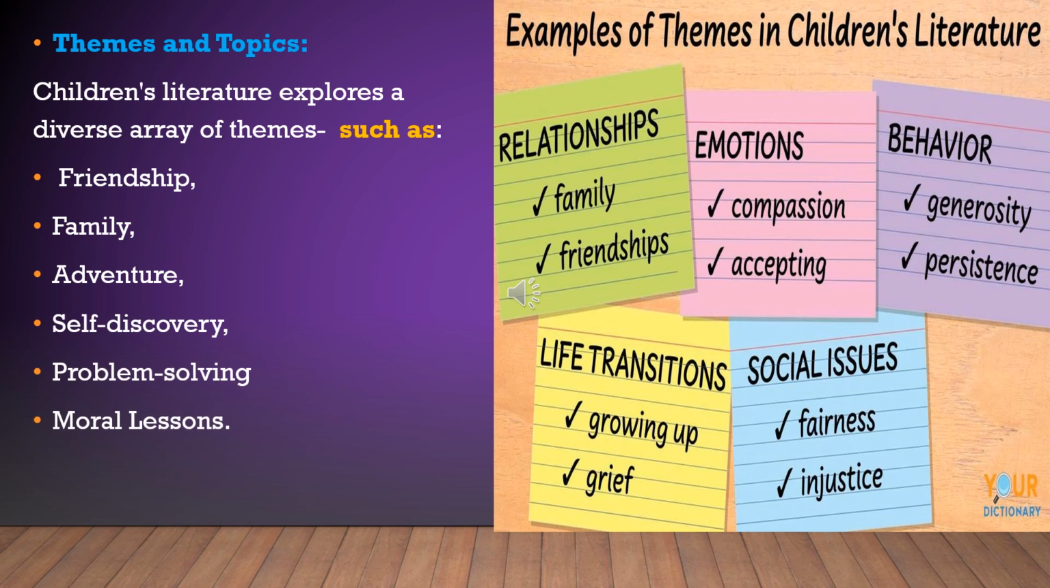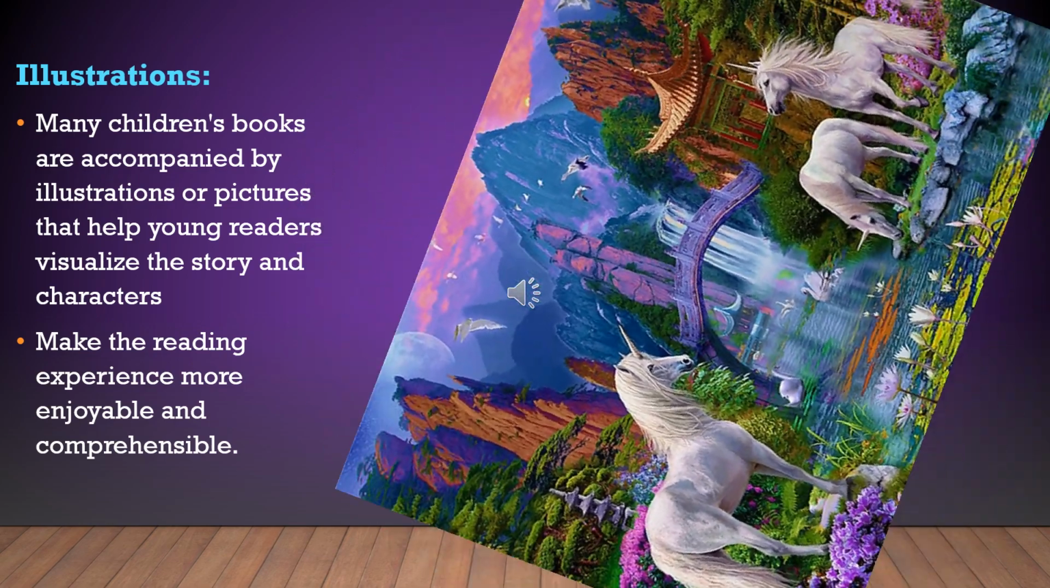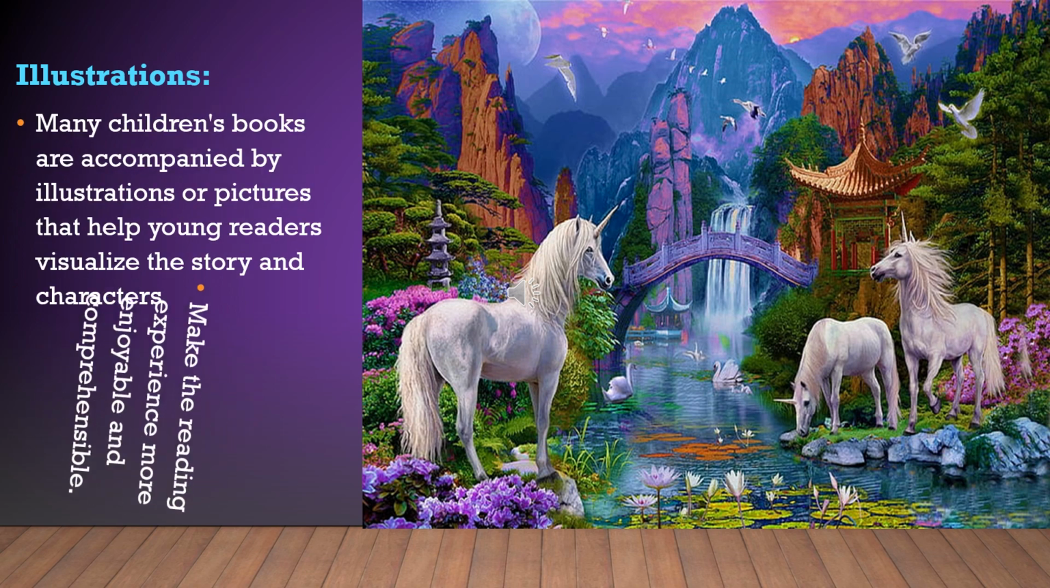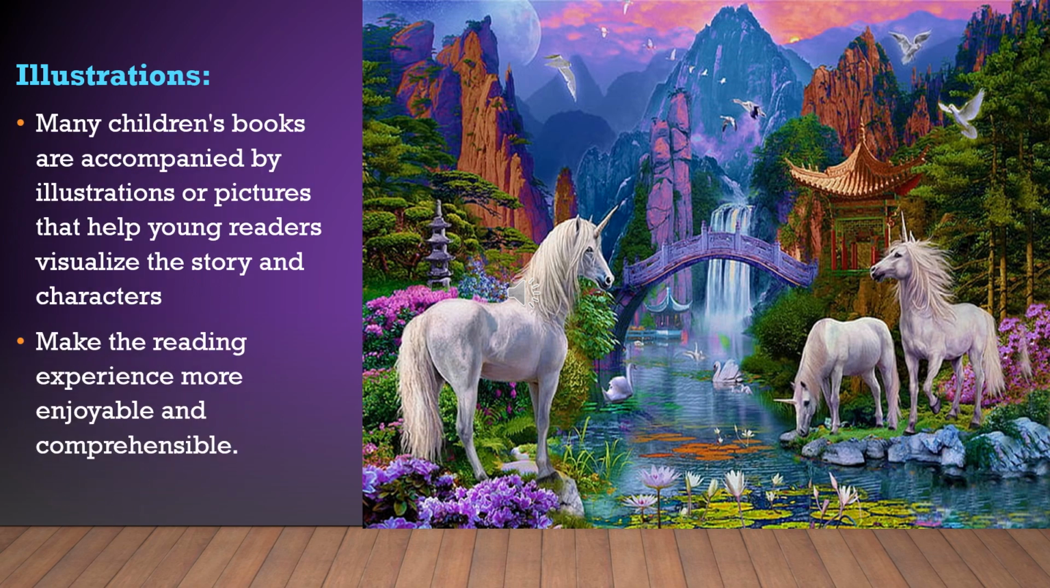Themes and topics. Children's literature explores a diverse range of themes such as friendship, family, adventure, self discovery, problem solving, and moral lessons. Illustrations. Many children's books are accompanied by illustrations or pictures that help young readers visualize the story and characters, and make the reading experience more enjoyable and comprehensible.